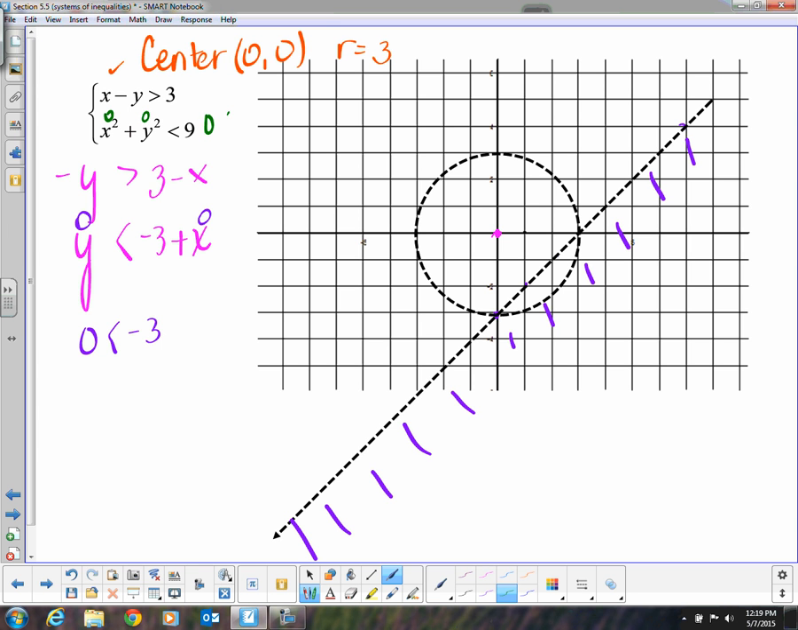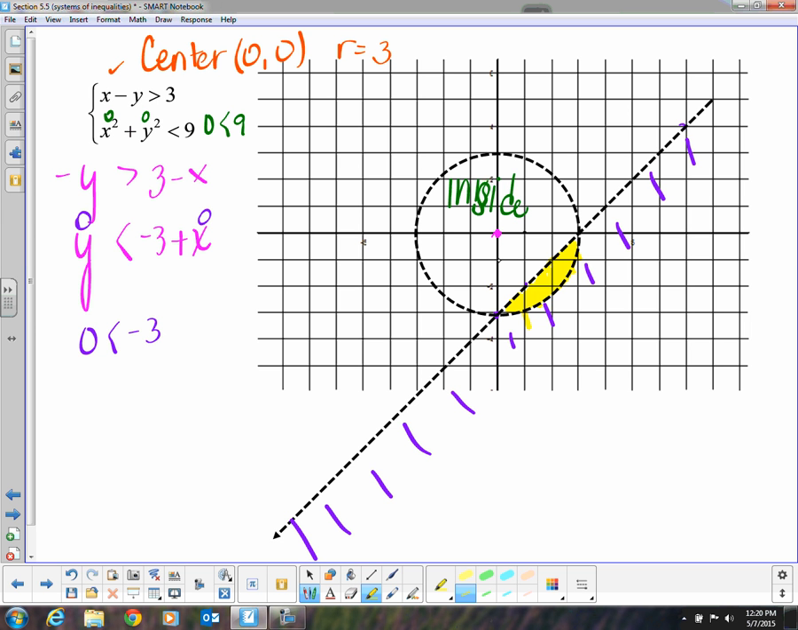Is 0 less than 9? True or false? So that means I'm going to shade where? Inside, that contains that. Where's the intersection? Won't that be the intersection? Because this is going down this way and the circle will be shaded inside.